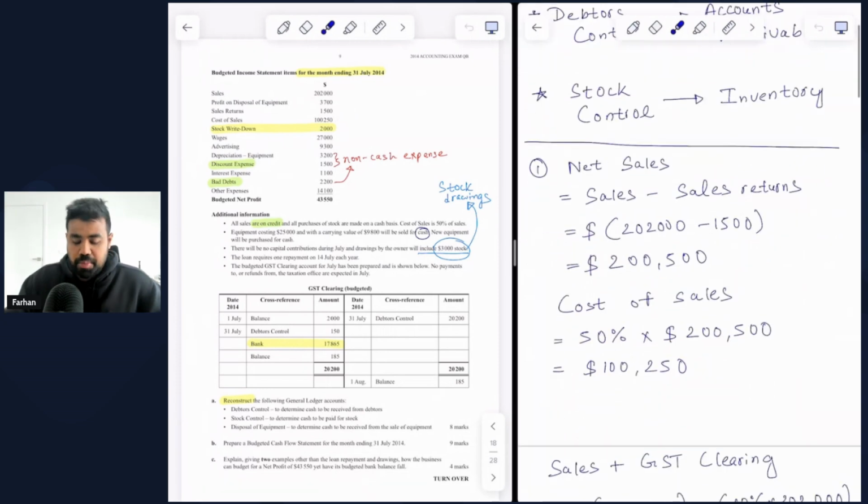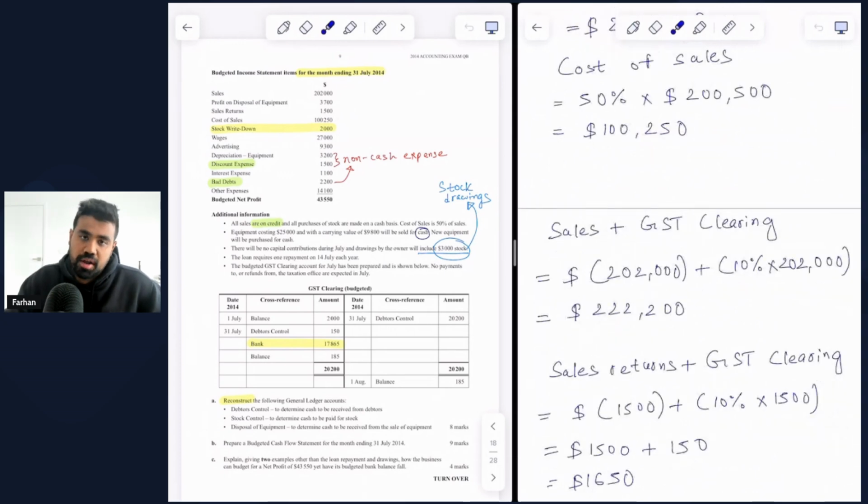So we understand that all sales are on credit. So let's use the gross sales amount that's given in the budgeted income statement of $202,000. In Australia, the GST applied on sales is 10%. So if I want to find the total sales, including the GST, it should be $202,000 plus 10% of $202,000, which is $222,200. And we also do the calculation for the sales returns part separately.